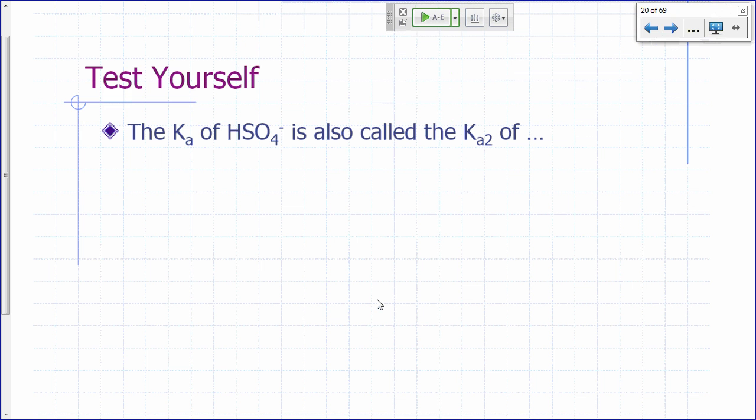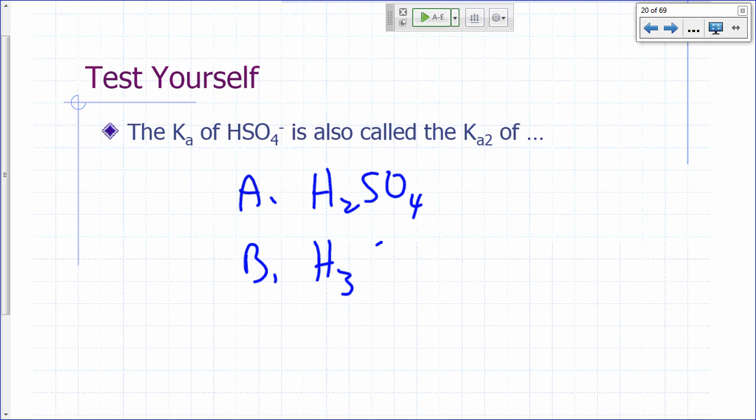All right. So Ka of HSO4 minus is also known as the Ka2 of what? Is it A, H2SO4, B, H3SO4, or C, SO4 2-?